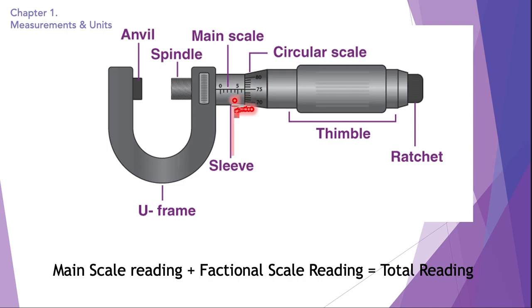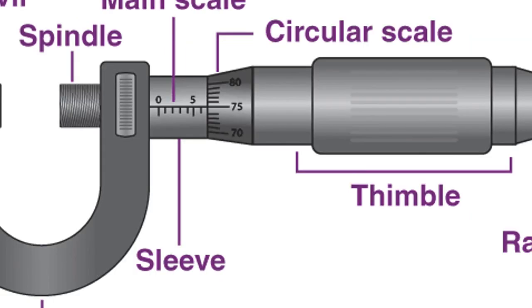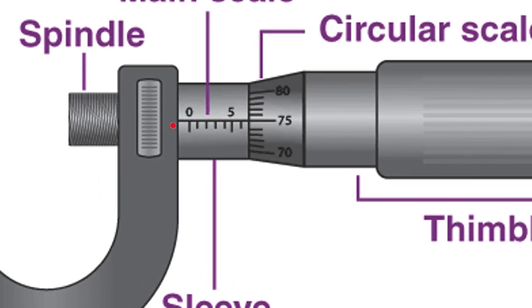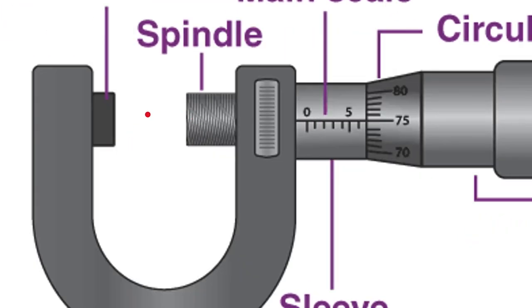Now, how do we read the micrometer screw gauge? The micrometer screw gauge also has a main scale and a fractional scale. The main scale tells us the measurement in millimeters, and the fractional scale tells us a fraction of a millimeter that we have to add to the main scale reading. So, for example, this one, even though it's not measuring any object, is still open, it's not closed.